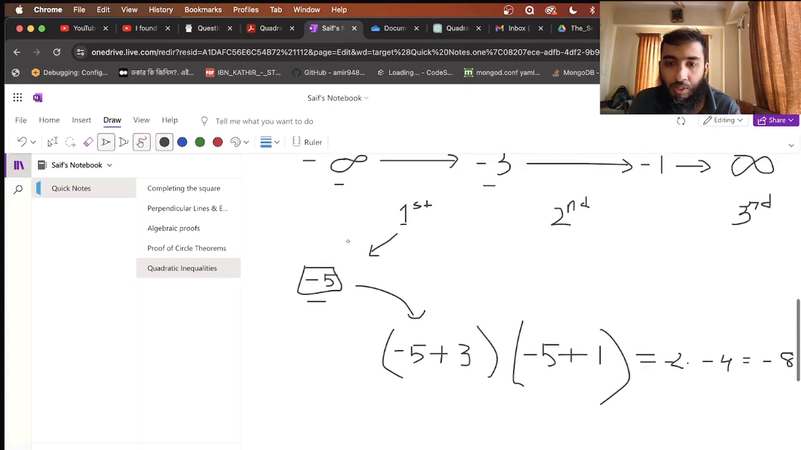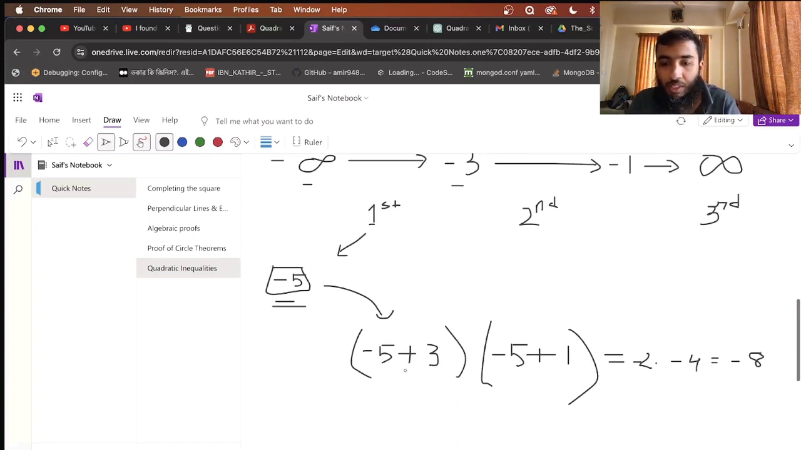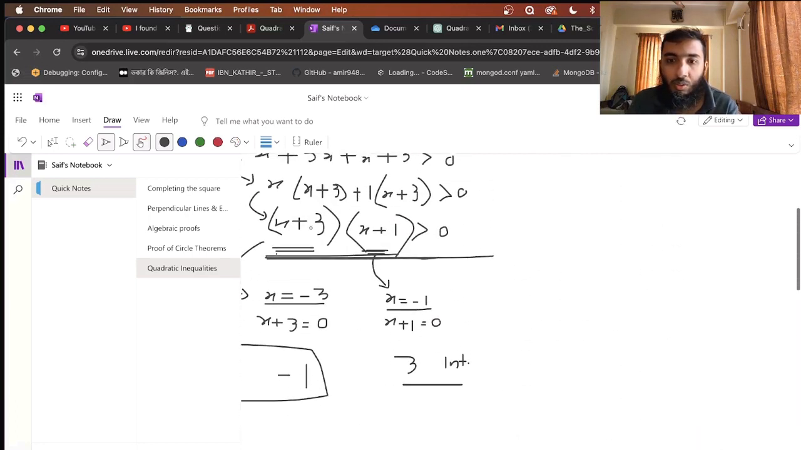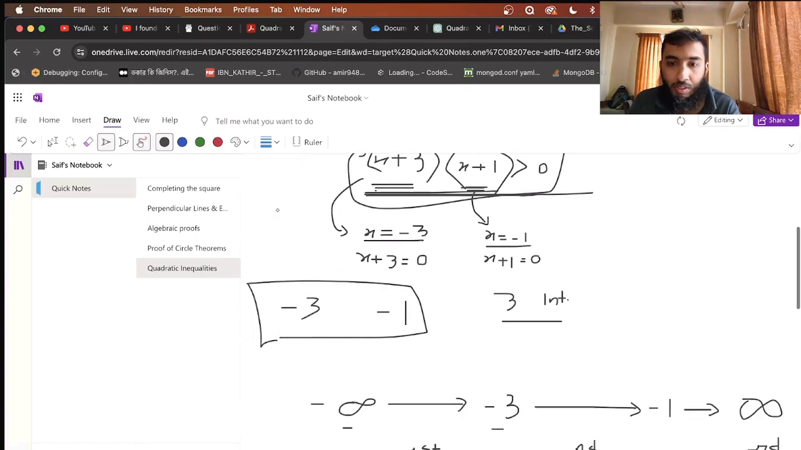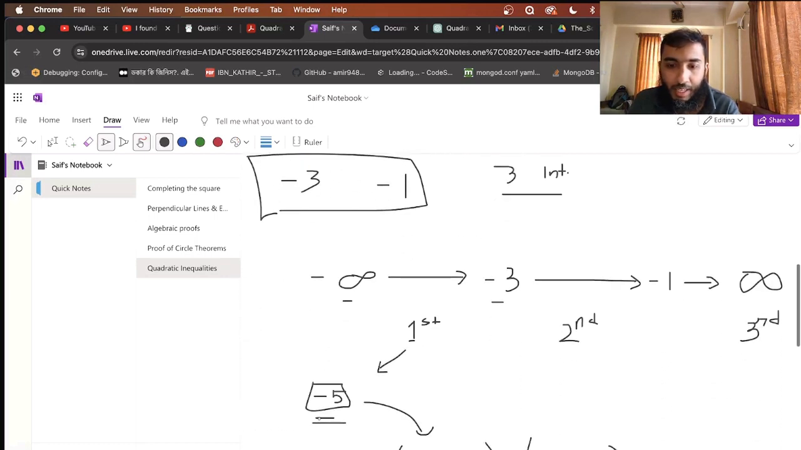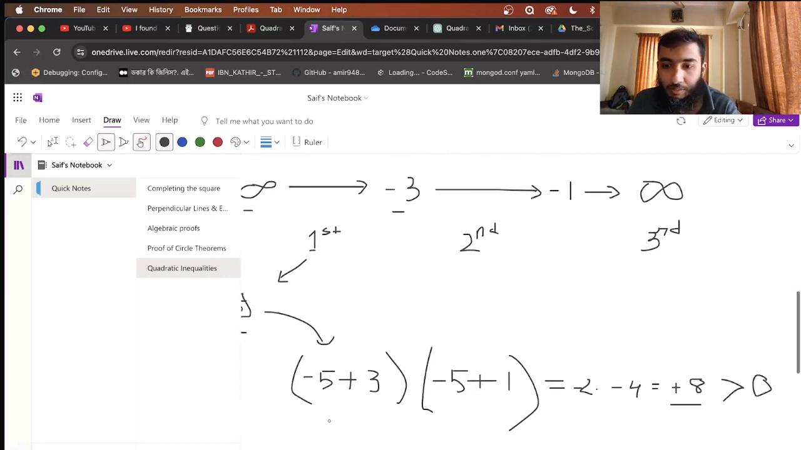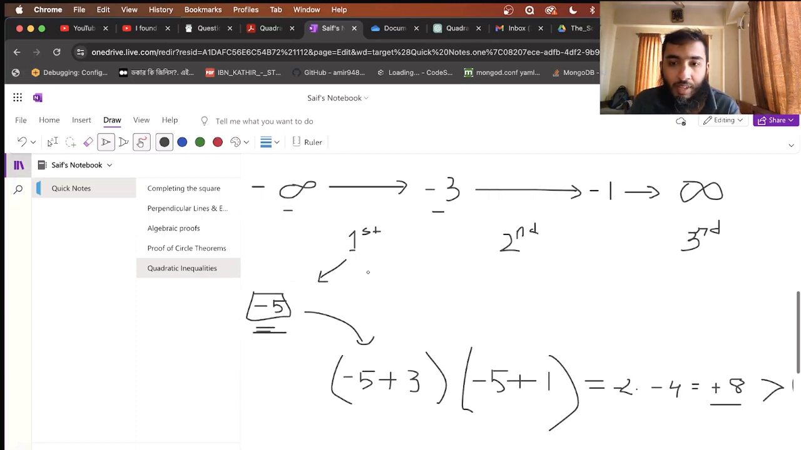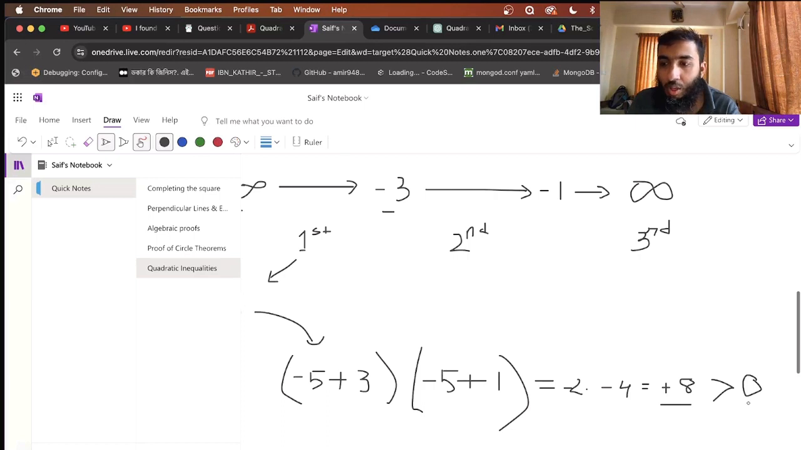So for the first interval, if you take any value, this is plus 8. So the plus 8 is greater than 0. So this whole inequality solves for the value x having minus 5 value. So for the first interval, if you take any value, it will solve the equation.